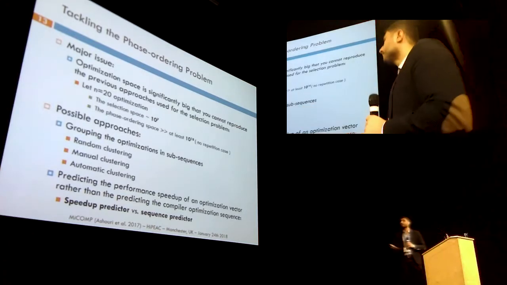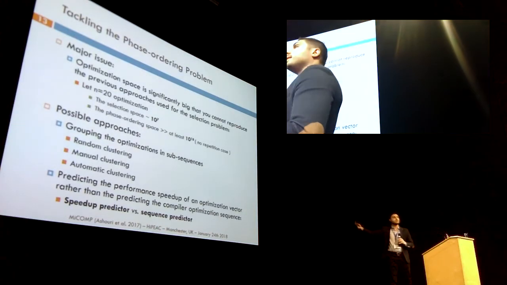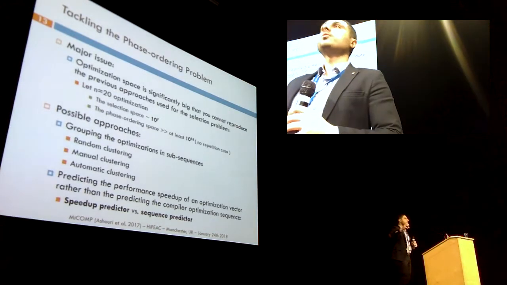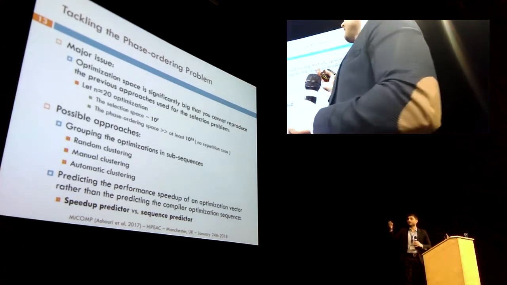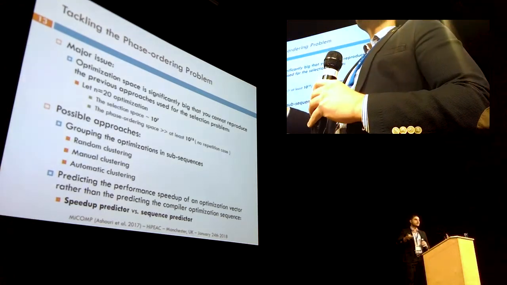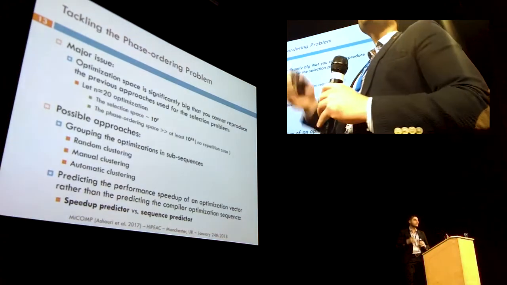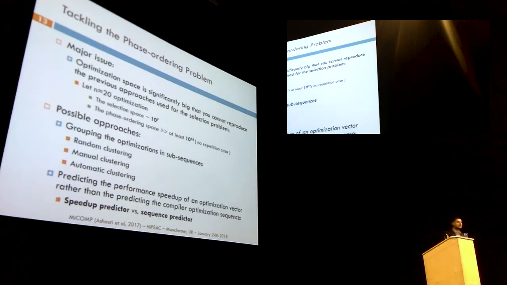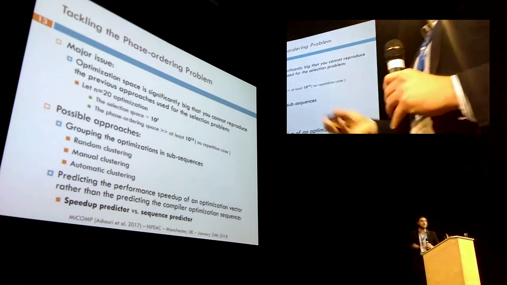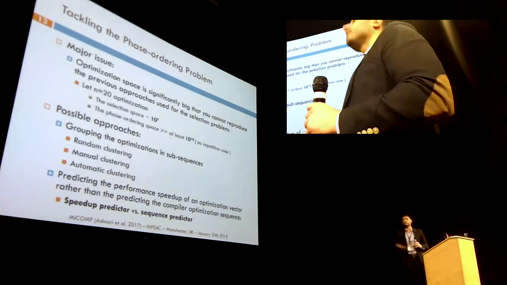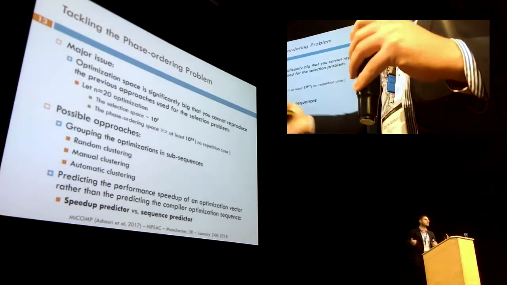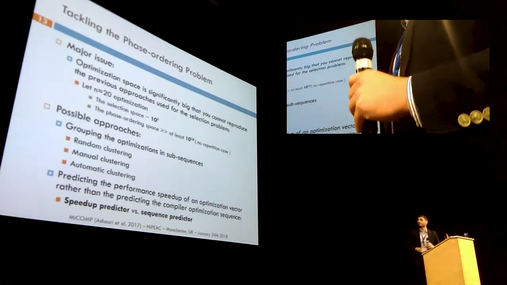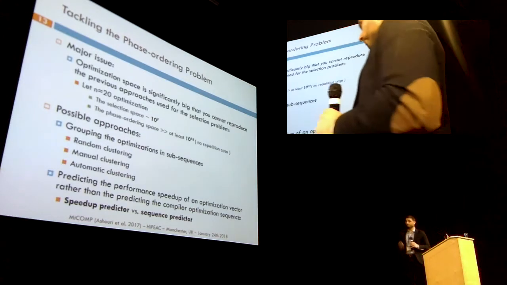And as well, instead of going for a sequence predictor, which predicts the sequence for you, we went for a speed-up predictor. A speed-up predictor is a machine learning-based predictor where you pass as input the optimization vector, and it predicts the speed-up of that vector without you having to run it on your machine. So it's going to save you time if you want to run it 1 million times. It saves you 1 million executions and compilations. That's what they call a speed-up predictor.